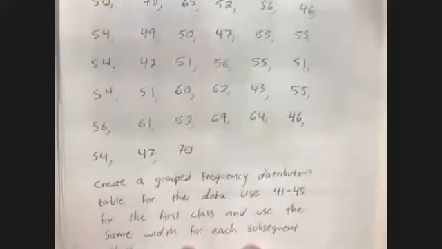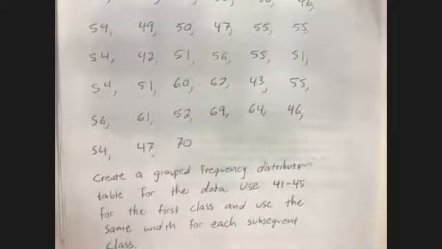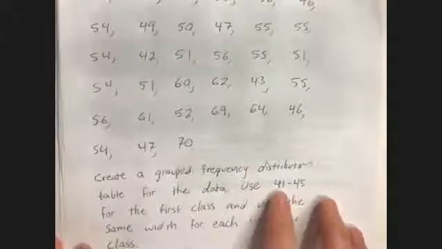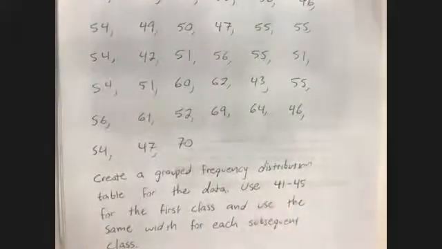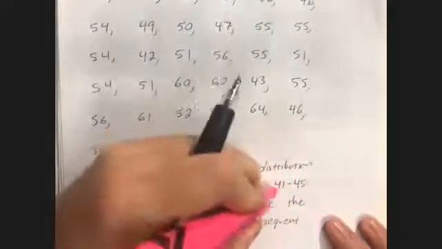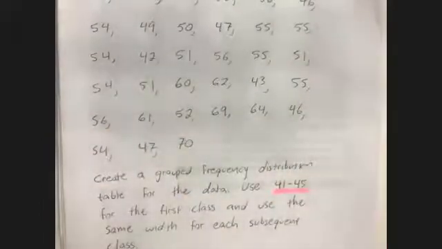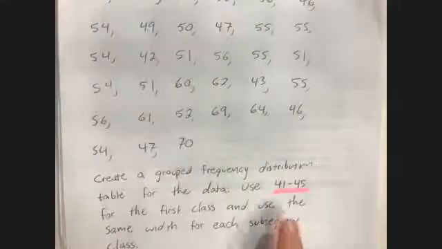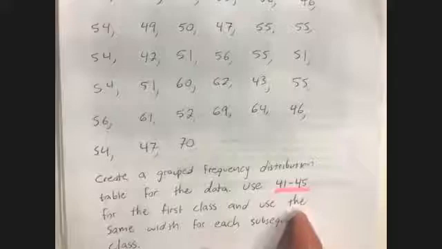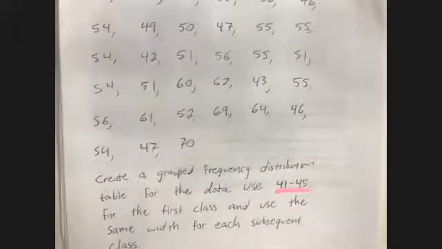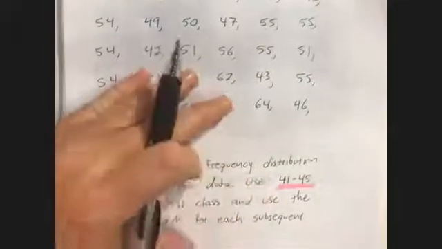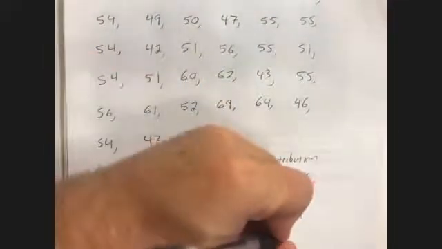So, what we're going to do is create a group frequency distribution table. Now, this is the nice thing. They actually tell us to use 41 to 45 for the first class. Okay. This is like each group. And then that's going to be the same class width each time. What I mean by class width here is going to be 45 minus 41.